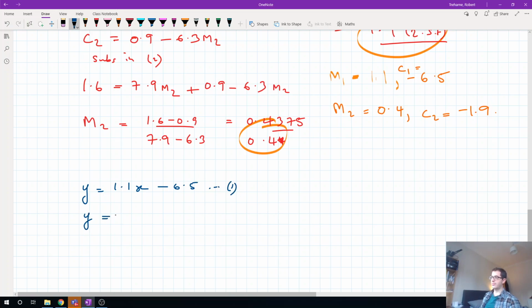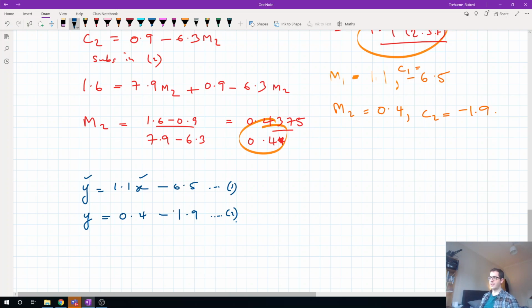y is equal to 0.4x minus 1.9. Okay, brilliant. Now, those I can solve again simultaneously, this time to get the values of y and x, okay? Because at the point of y and x, those two lines meet.